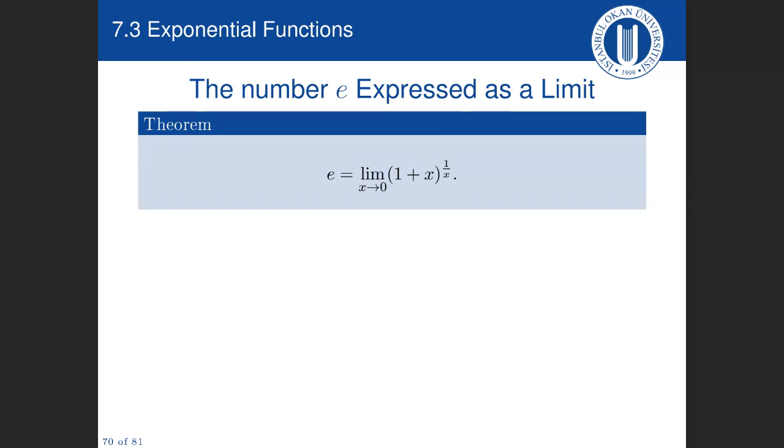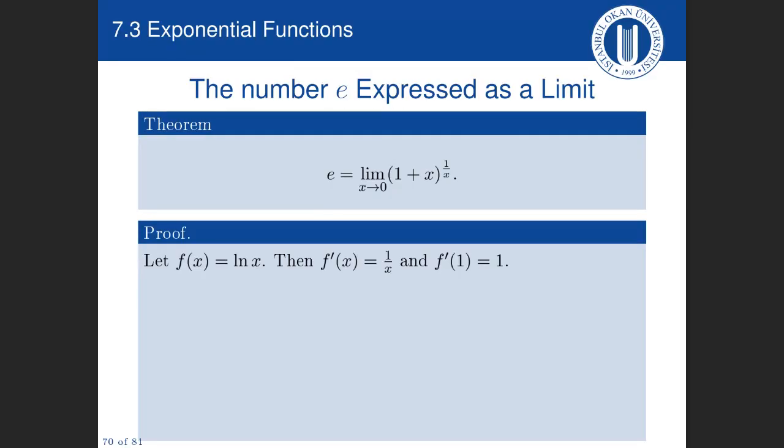Let's briefly talk about this number e. Think back to before the break, we saw this number e must be somewhere between 2 and 3, but what is its value? Actually, we can calculate it as the limit as x tends to 0 of 1 plus x to the power 1 over x. Let's prove this formula.